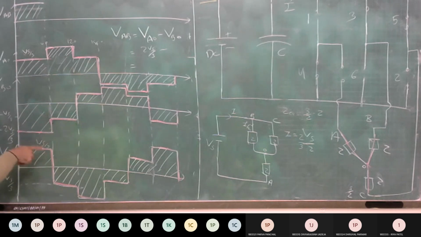Have you drawn this waveform or not? Vs by 3. Have you drawn this waveform or not? All the phase voltages. Have you drawn them? Sir, I took a screenshot. No, all of you draw the waveform, do not take a screenshot. You cannot take a screenshot in the exam. Okay? You have to draw this waveform. All of you, please draw this waveform.